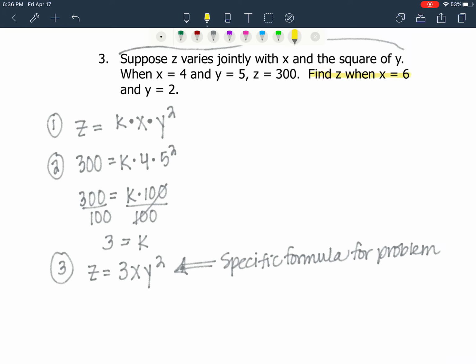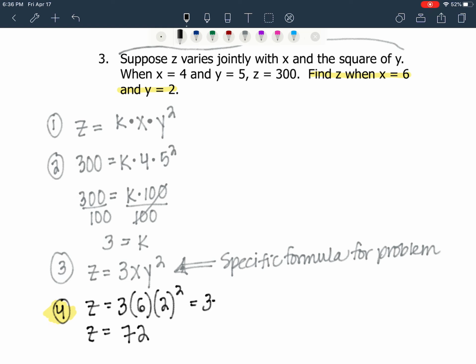So now it says find z when x is equal to 6 and y is equal to 2. So step 4, find z when x is equal to 6 and y is equal to 2. I don't know if I said 4 a second ago or not, but it's 2. So z equals 3 times 6 times 4. So that's 18 times 4, or we could say 12 times 6. No matter how we do this, 3 times 6 times 4, 12 times 6, 24 times 3, 18 times 4, we're going to get z equals 72.